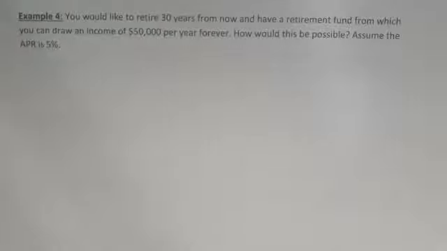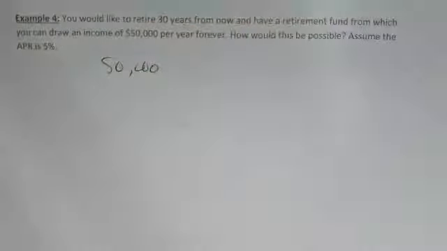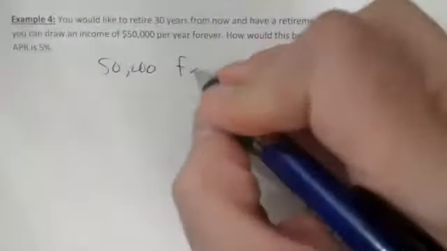So they want to know how it would be possible to have an income of 50K per year. And they want to know how it would be possible if we have just a sort of retirement fund set up. How would you be able to draw 50K per year and just keep drawing 50K per year from it? Well, what they're trying to tell you is that this 50,000, sorry, I can't speak anymore, is just from your interest.